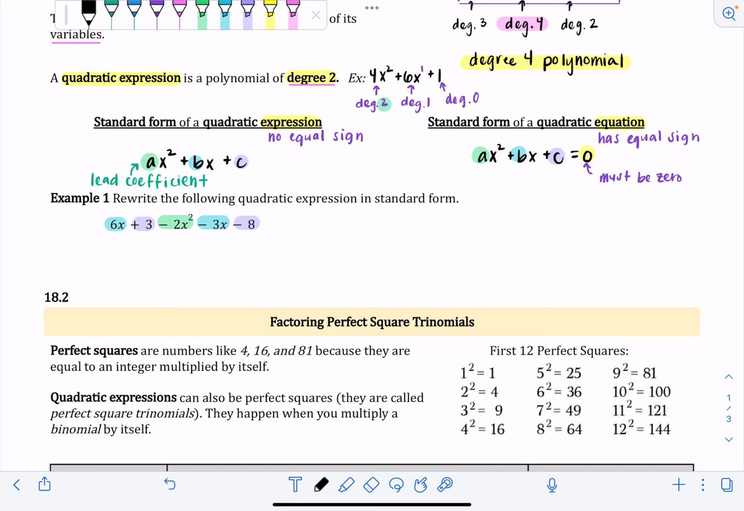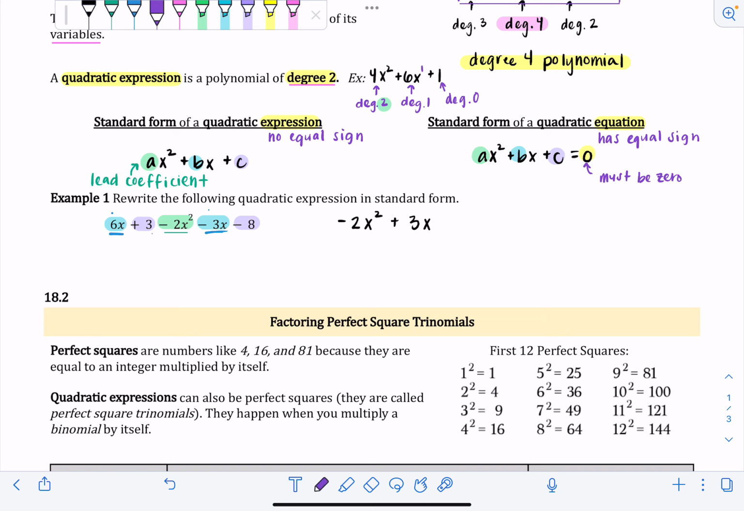But if it's in standard form, I have to make sure that I start with the part that has x squared first. So I would do negative 2x squared. And then notice the negative 2 stays with the x squared. It's the coefficient, so it stays with it. And then next would be the x to the first power term, which comes second. That's the bx part. So I would do 6x and negative 3x. I would want to combine those by adding the coefficients. So I do 6 plus negative 3, or 6 minus 3, is a positive 3x.